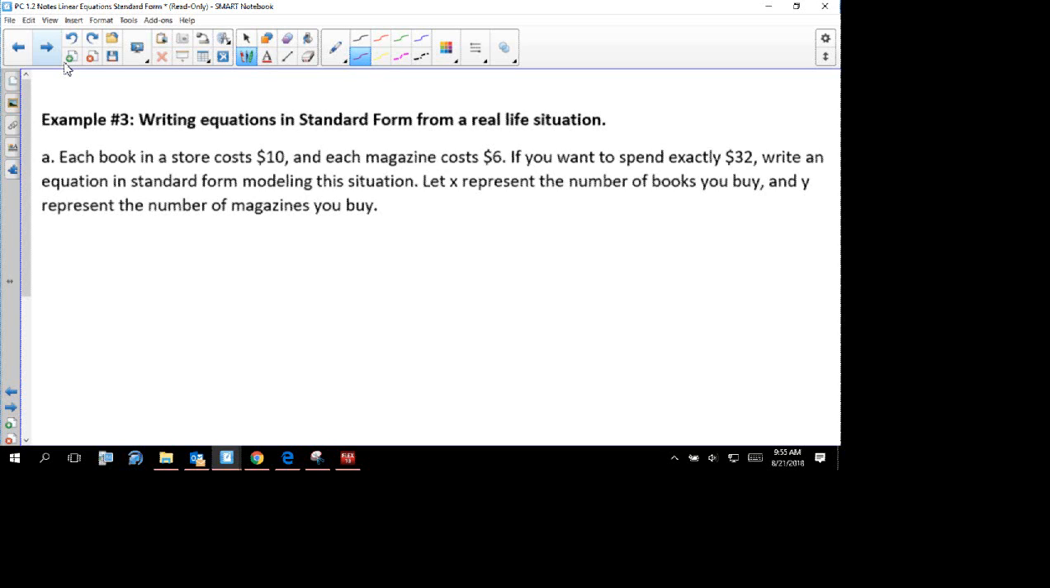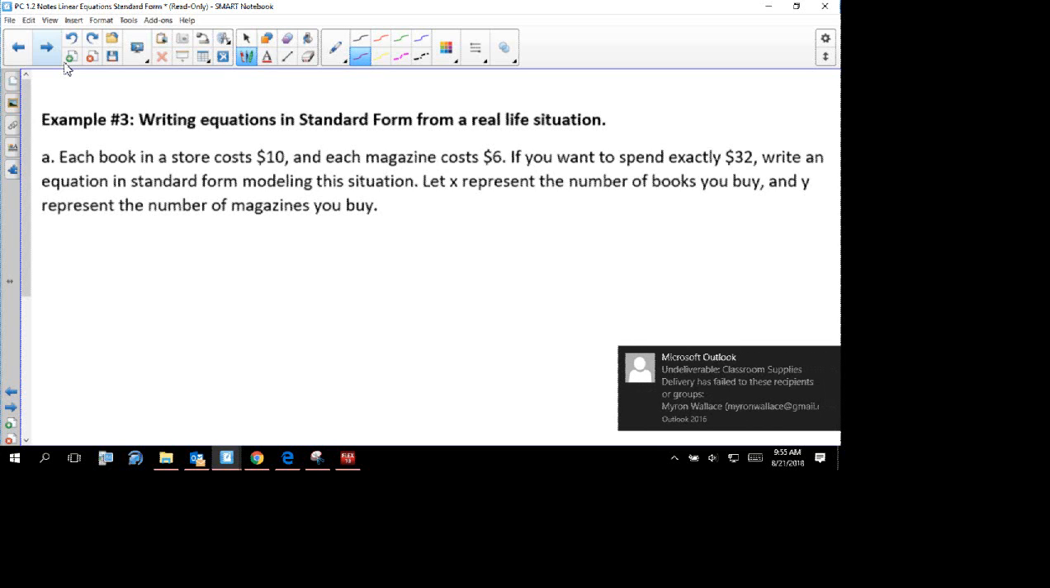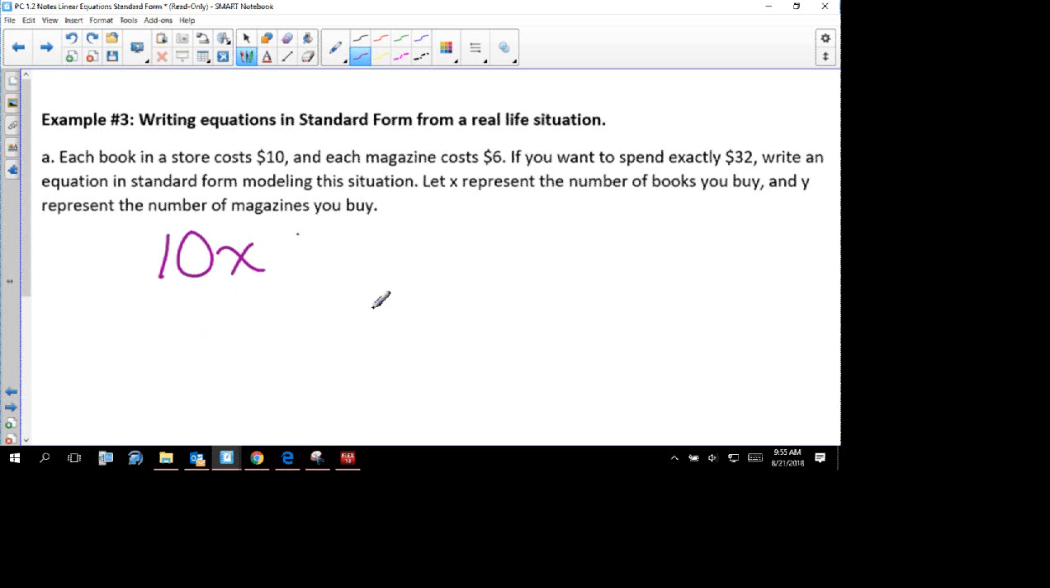How do we set that up? Rebecca, can you tell me? Okay, 10x plus 6y equals 32. Perfect. So you have $10 per book, $6 per magazine, add that together, equals $32.